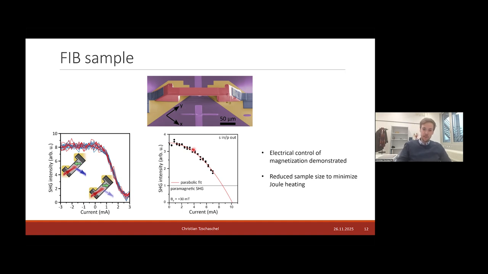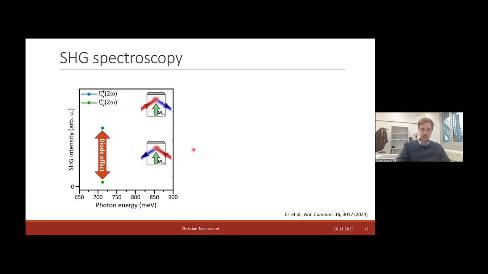Okay. Now, so far, I have shown you that there is a diode effect in this material, but so far also all experiments were done at one specific photon energy of 715 meV incident photon energy. But I promised you that this would be a broadband effect. So of course, I'm going to show you some spectroscopic data, where we very systematically vary the wavelength.